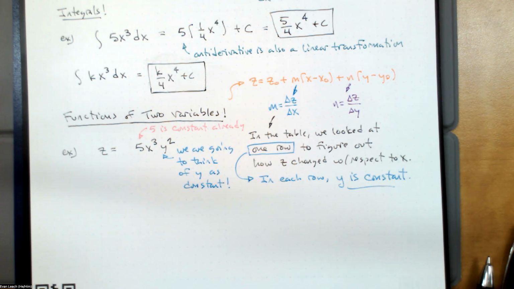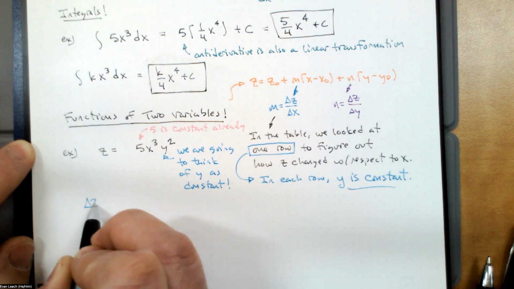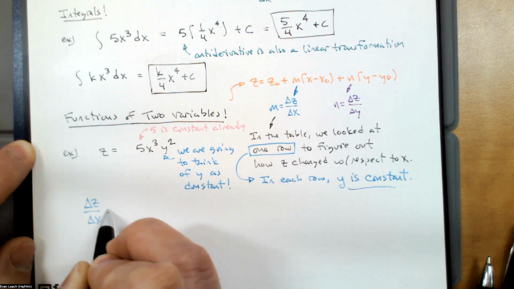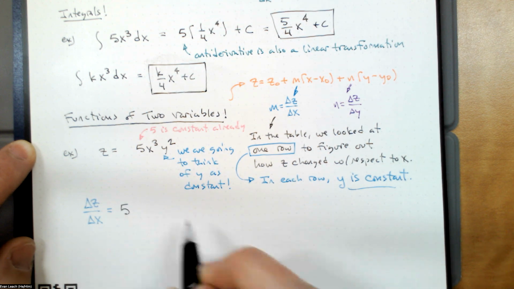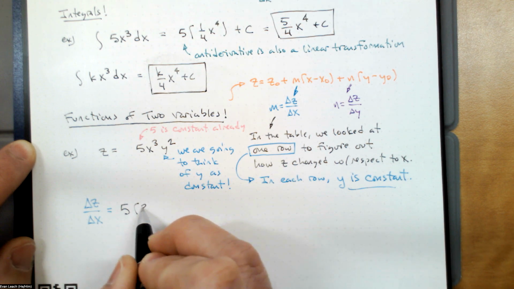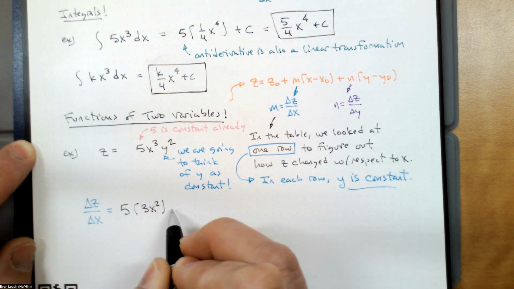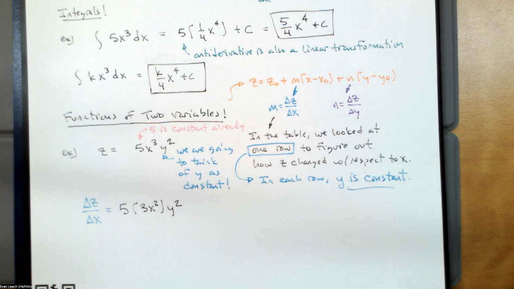5 is constant. What do we do with constants? We just multiply. Y squared is constant. What do we do with constants? Just multiply. So our delta z delta x, the derivative of x to the third. The constants just carry along, follow along as constant factors.